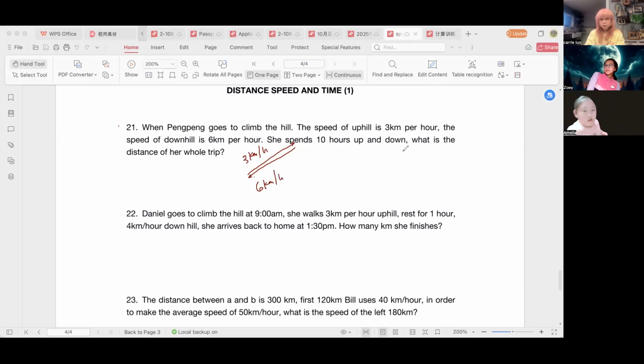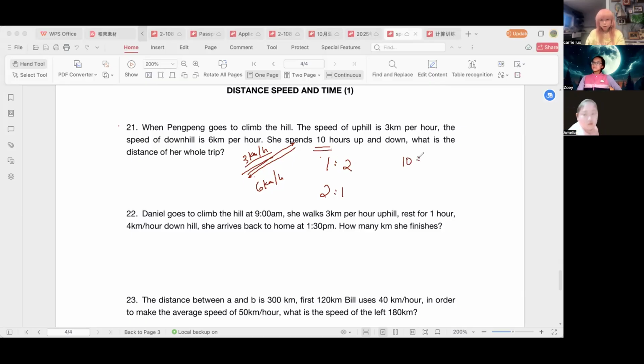When the distance is the same, the time will be inversely related. The slower the speed, the more the time, correct? Okay, so because the speed of Peng Peng going up and down is 1 to 2, with the same distance, the time should be 2 to 1. Do you understand this one, Amelia? Okay, so we know the total hours will be 10.